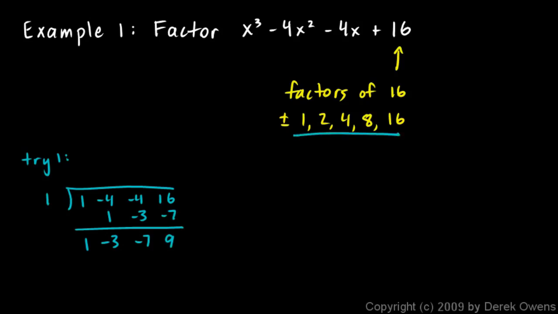And we could go all the way to the end and not find anything, and then come back and have to try the negative numbers as well. But we'll just be systematic here. Try 2.